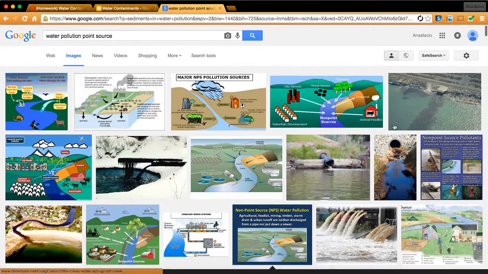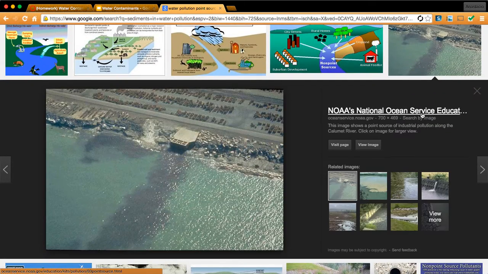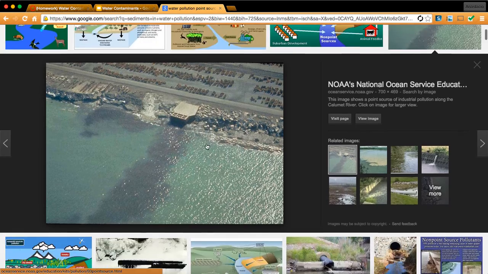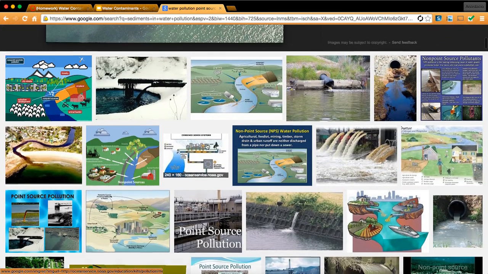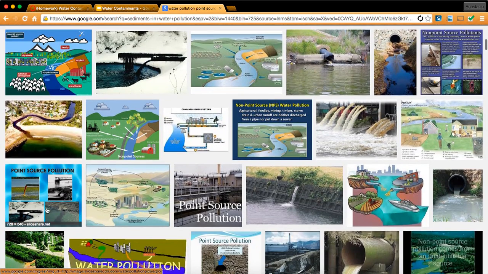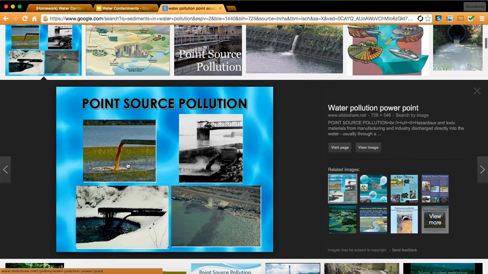Here's what I mean. I think this might be the best picture to show you. This oil or shale, whatever it is, looks like it's coming from one specific area, probably a pipe that's leading out over there. That would be a point source. It's from a specific point. There we go, this pipe is leaking some disgusting water into the lake over there, and that would be a point source pollution.